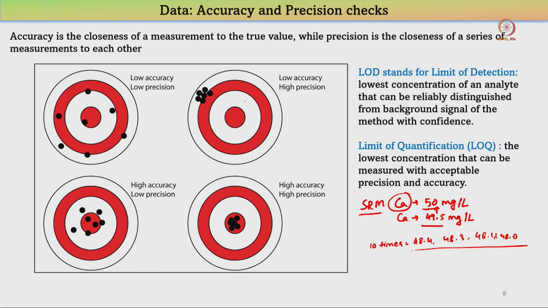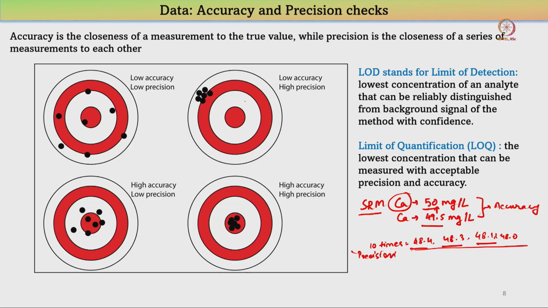So this is my precision, that every time I measure I get a value around 48, 48 point something, 48 point something. That is my precision, and this is my accuracy.